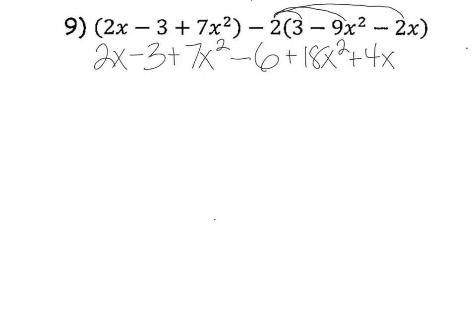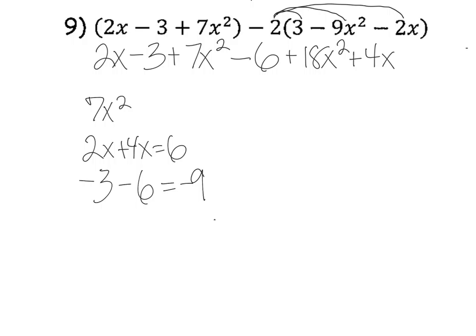Go ahead. What'd you get? 2x plus 4x is 6x. Okay, what else? -3 plus -6 is -9. Okay, what else? 7x squared plus 18x squared plus 25x squared. Awesome. So let's put those all together for one big final answer.